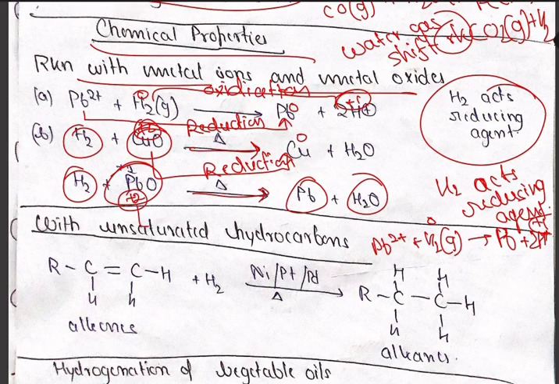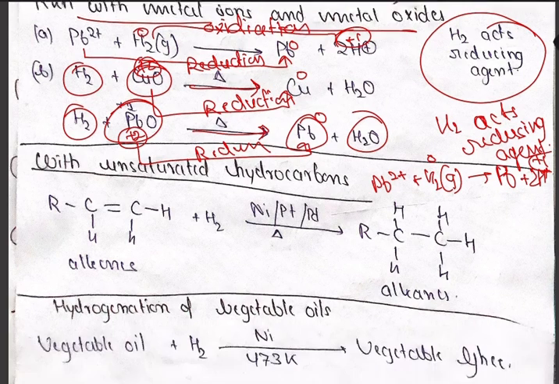Here lead is in +2 oxidation state and undergoes reduction to 0. Here is also reduction of lead oxide, here lead.